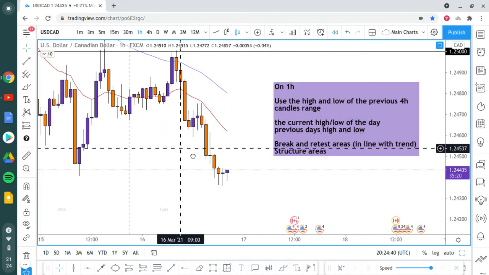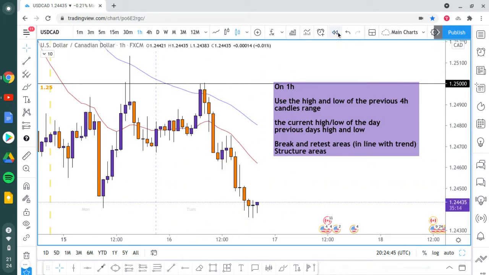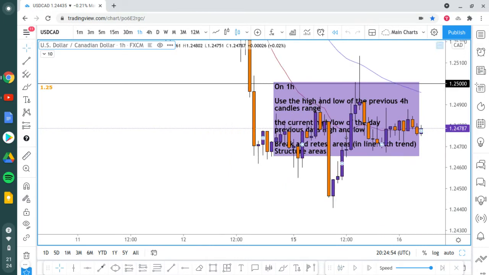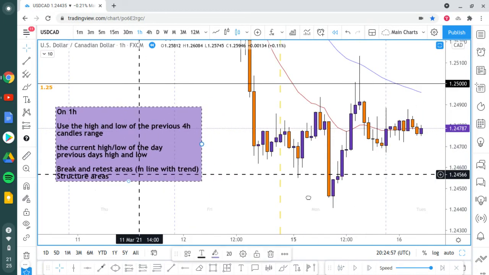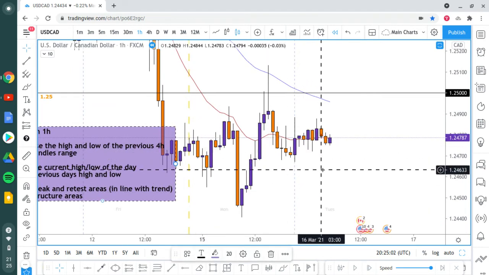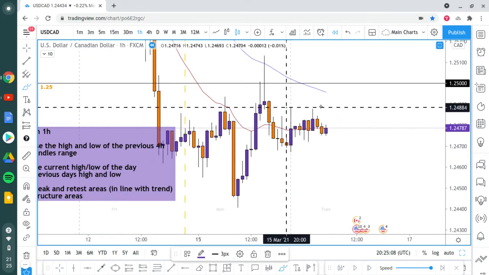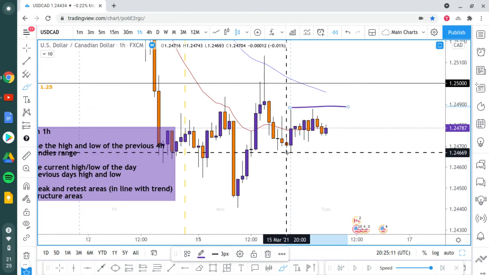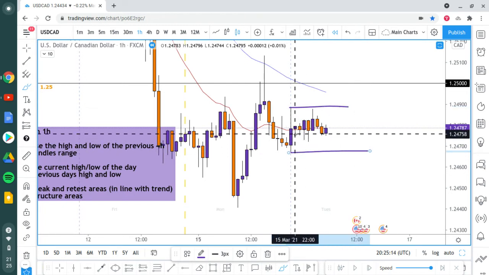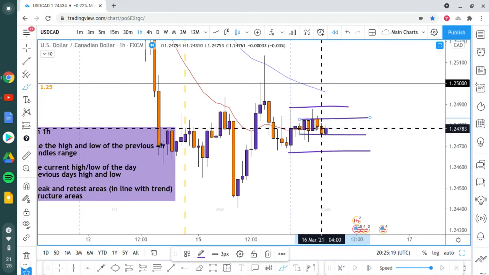So let's look at what price did whenever we opened. So it's 4 in the morning, 6 in the morning. Let's just move this to here. Okay, so we have a tight Asia range. We've got the high of the day here, the current low of the day down here, and we're within this kind of tighter range. So obviously buyers came in from this area.